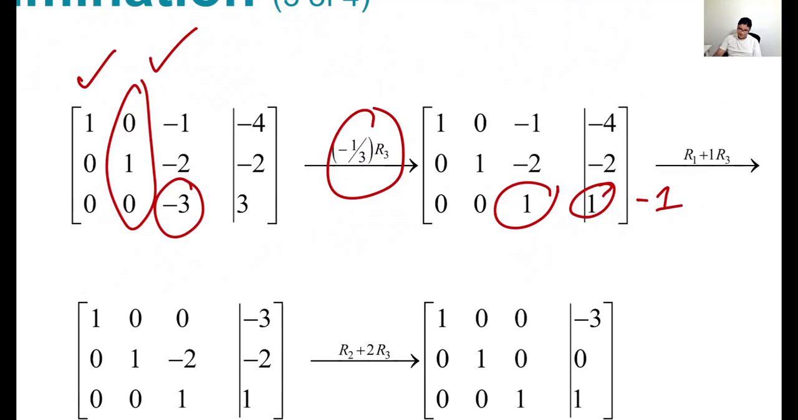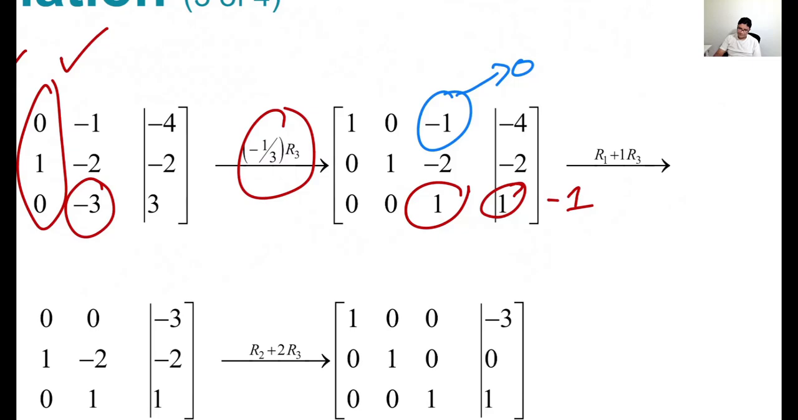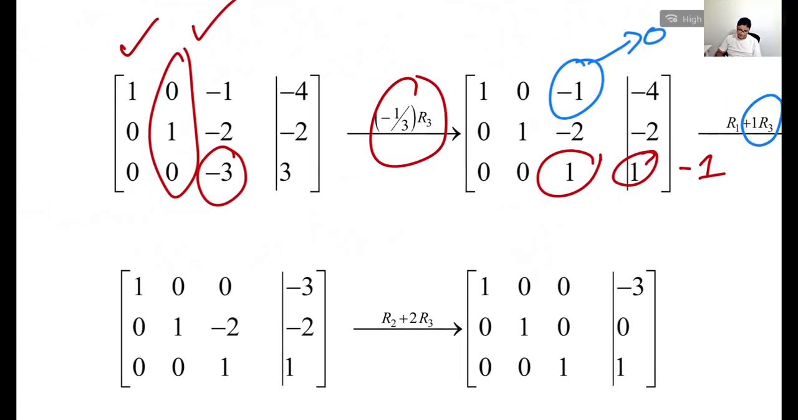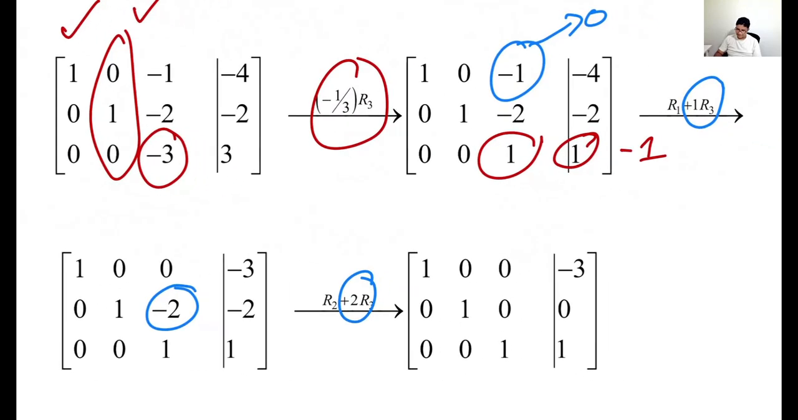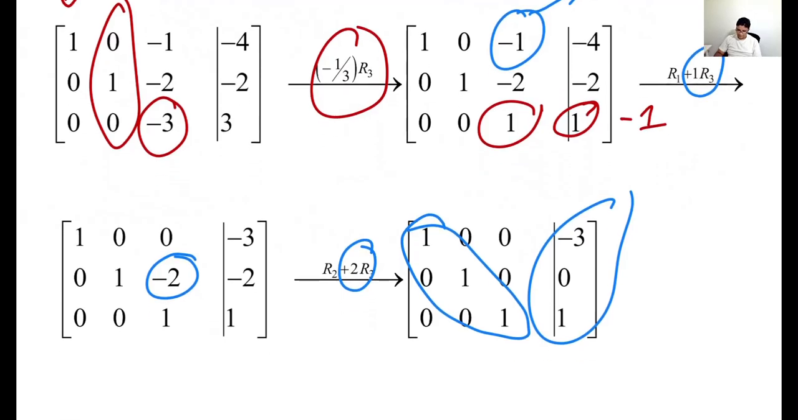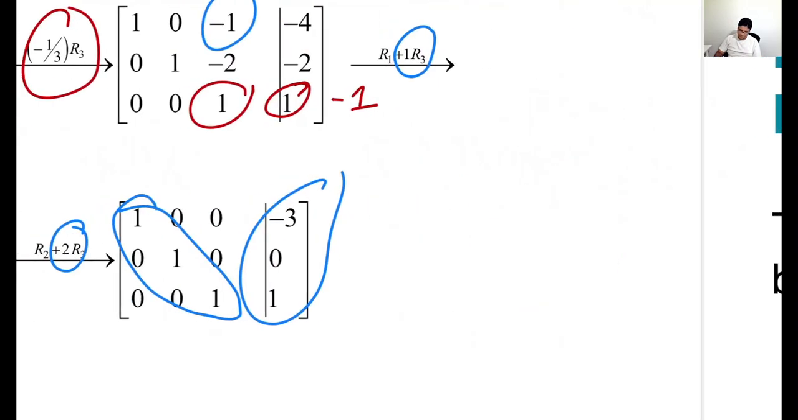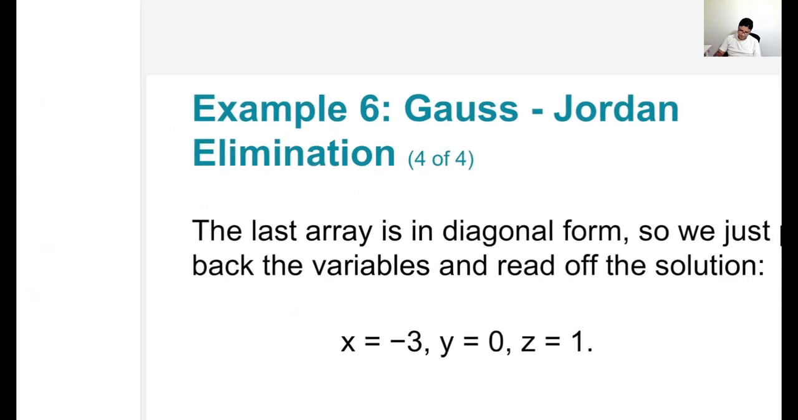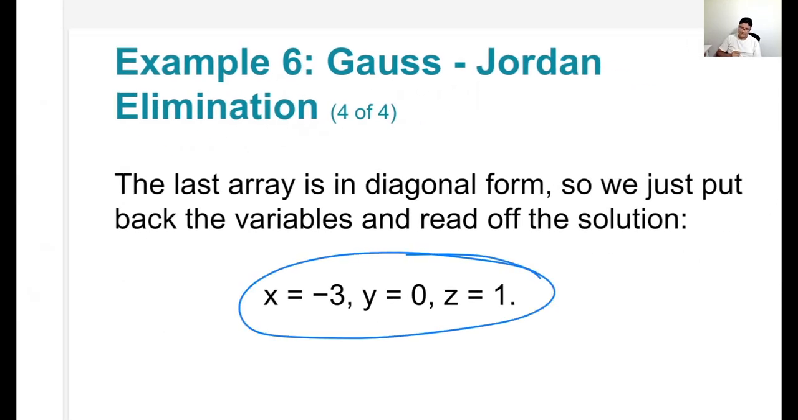And after that, now the next step is to send this to 0. So there is -1. You are going to use the third row. So you add R3. Okay. And here -2. So you add 2 times R3. And that's your diagonal form. And you have your answer here. Okay. And once you have that, you have your answer.